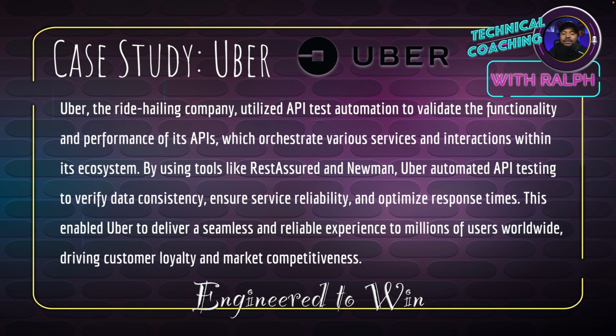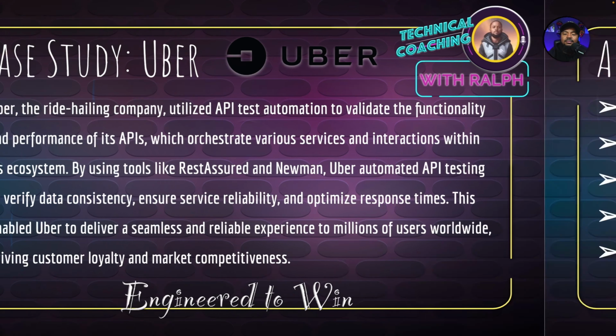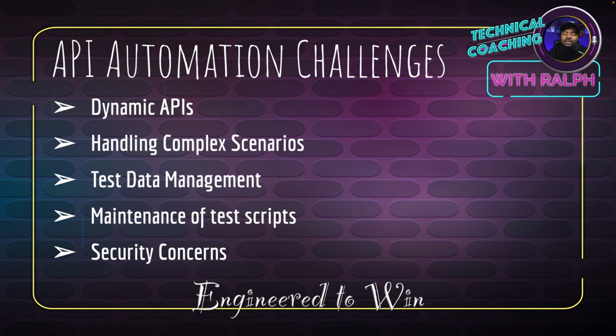And lastly, the case study of Uber. Uber, the ride sharing company, utilized API test automation to validate the functionality and performance of its APIs, which orchestrates various services and interactions within its ecosystem. By using tools like Rest Assured and Newman, Uber automated API testing to verify data consistency, ensure service reliability, and optimize response times. This enabled Uber to deliver a seamless and reliable experience to millions of users worldwide, driving customer loyalty and market competitiveness.